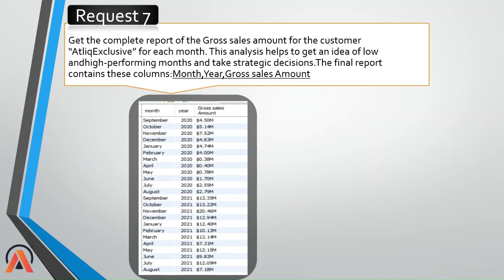Request number 7. Get the complete report of the gross sales amount for the customer Atliq Exclusive for each month. This analysis helped to get an idea of low and high performing months and take strategic decisions. So this is the output that we receive after querying in SQL.